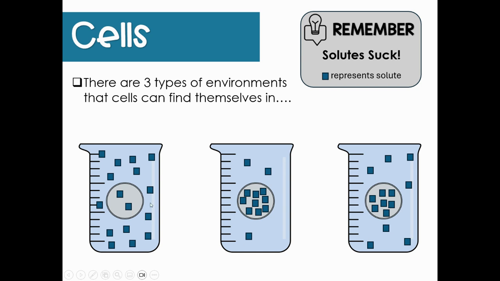Let's look at this first beaker. I want you to notice that outside the cell, there are more solute particles than there are inside the cell. If you'll remember, solutes suck. Solutes always suck water in their direction. These solutes are like dehydrators. They're going to pull water in their direction. Since there's more solutes outside the cell, water is going to be pulled from the inside of the cell to the outside. This is going to dehydrate the cell, and so the cell will shrink, shrivel, and decrease in size.